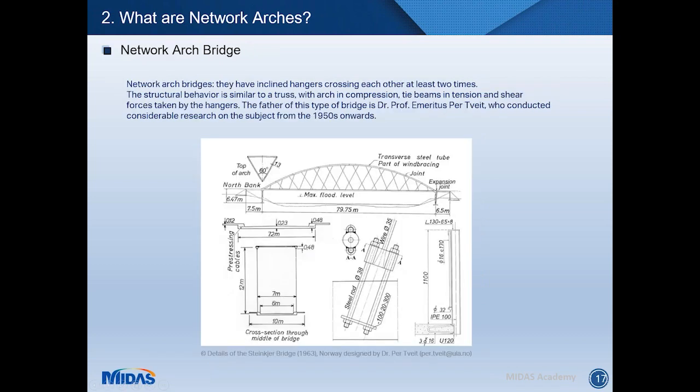The network arch bridge can be considered as an evolution of this concept. The concept itself was introduced by Professor Tveit in the 1950s during his MSc dissertation in '55. The definition that he gives is that the network arch is a tied arch where the hangers are inclined and cross each other at least 2 times.